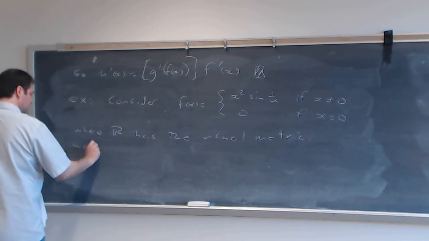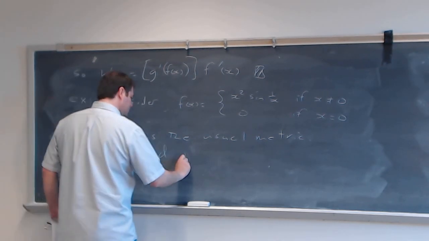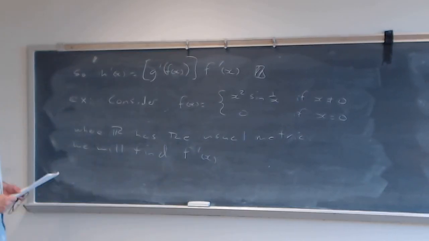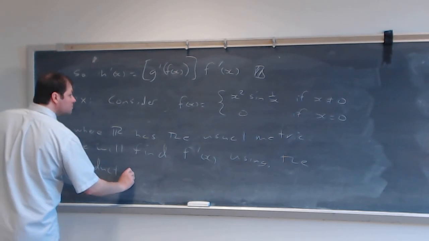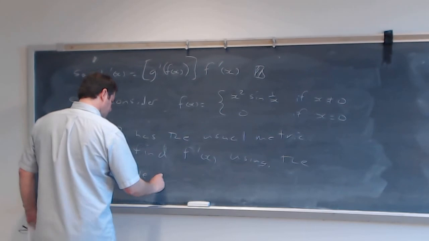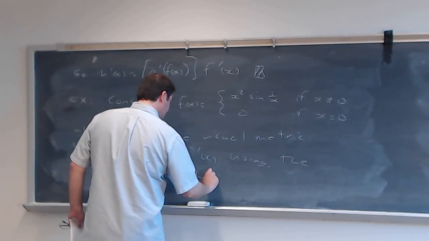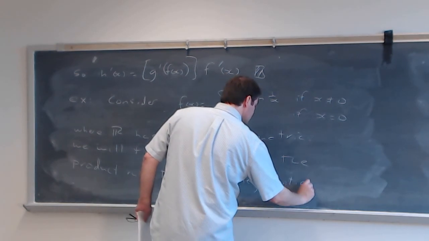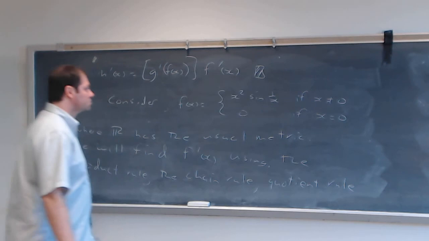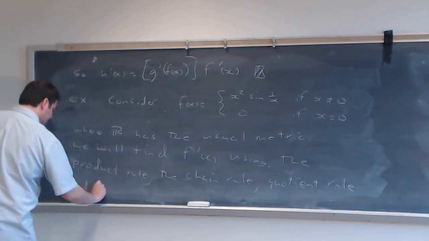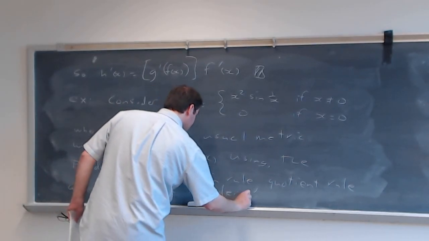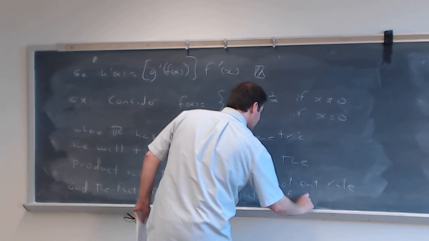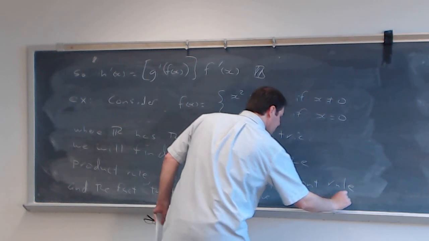We will find f prime of x using the product rule, quotient rule, chain rule, I should say, and a fact: the fact that the derivative of sine of something, let's say x, is cosine of x.